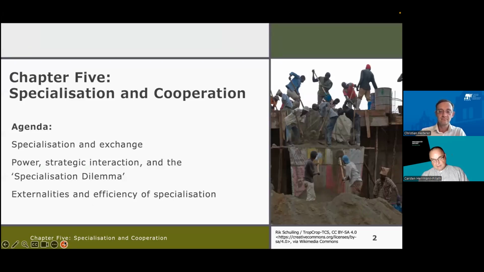When people specialize, they need to exchange their products. This exchange can be forced or voluntary, with markets being the most important form of the latter. Specialization involves issues of unequal power and strategic interaction between the parties, leading to what we regard as a corollary to the famous invisible hand theorem, namely the specialization dilemma. We will examine this and related dilemmas in more detail using simple but canonical models of game theory. Finally, we will discuss the issue of externalities and the related criteria of efficiency of cooperation.